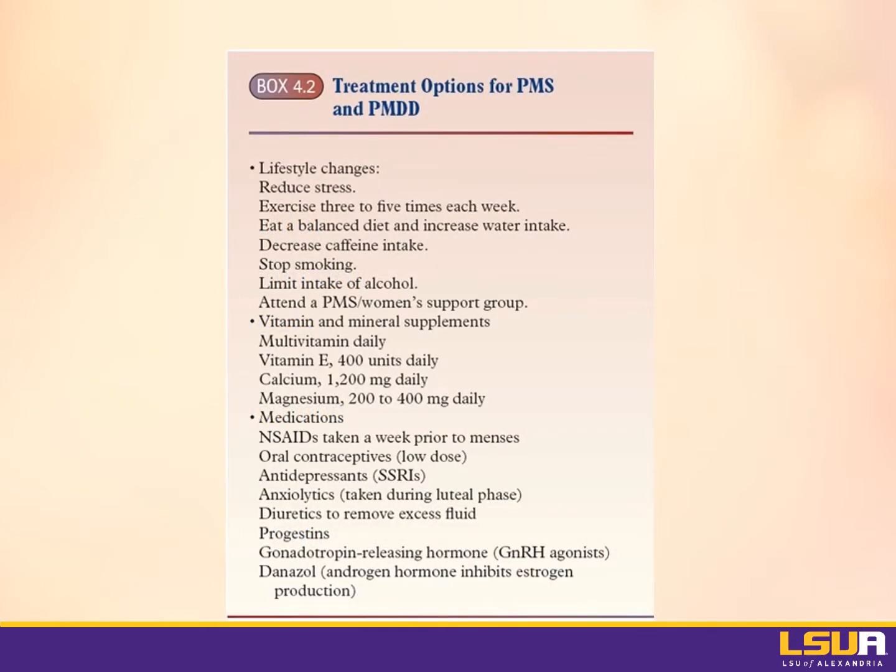Here are some treatment options for women who suffer from PMS or dysfunctional menstruation. Reducing stress, exercise, of course, balanced diet, decrease their caffeine. If it's really bad, you can find a support group. Vitamin and mineral supplements. If they eat well, sometimes they can find relief by taking an NSAID. It is suggested if they are placed on oral contraceptives to do very low dose. Diuretics if necessary, or some other type of agonist, a gonadotropin agonist.